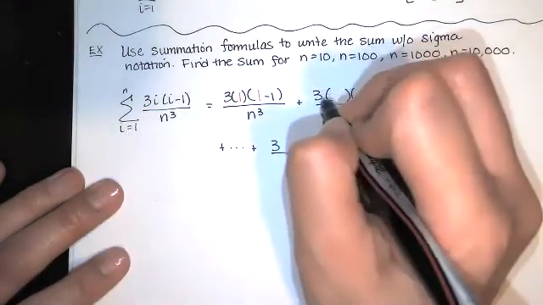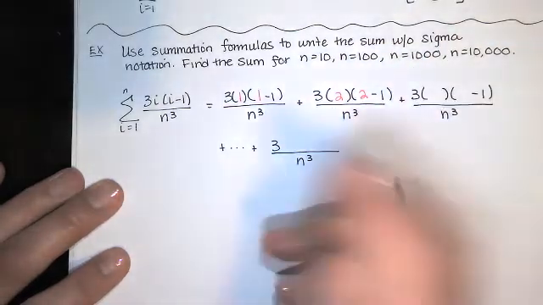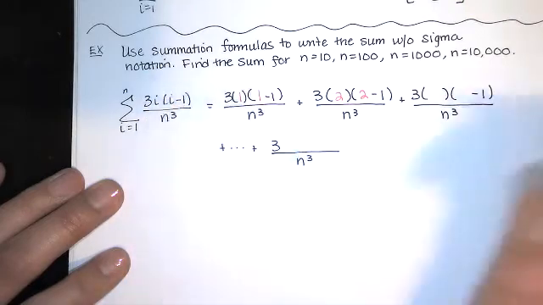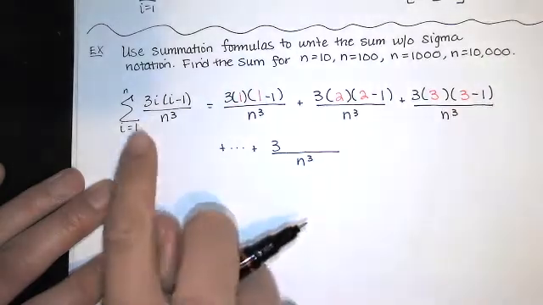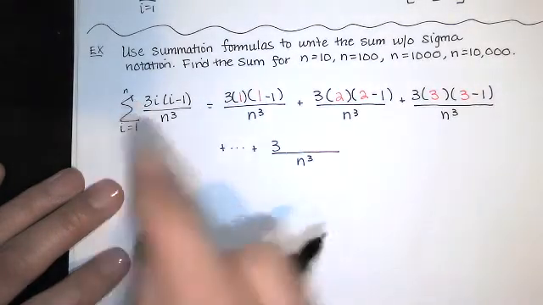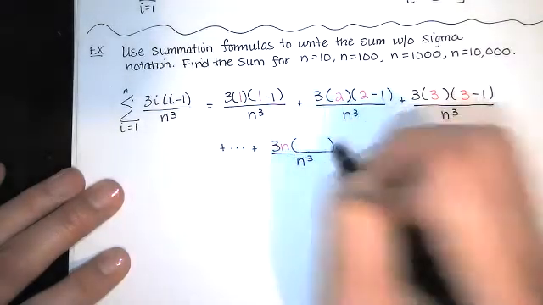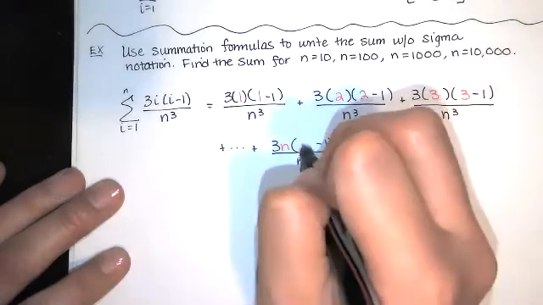When i equals 2, we get 3 times 2 times (2 minus 1) over n cubed, just replacing the i's with 2's. Now replace the i's with 3's. We'll have 3 times (3 minus 1) over n cubed. And then the last one, you replace the i with n. So we'll have 3 times n times (n minus 1) over n cubed.